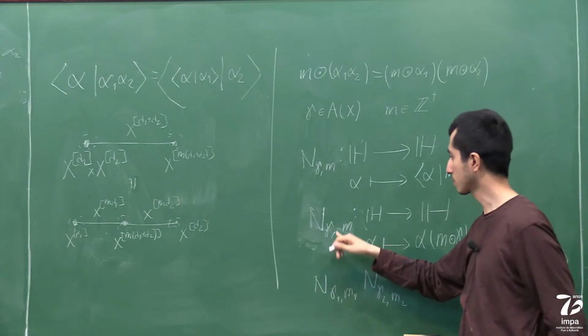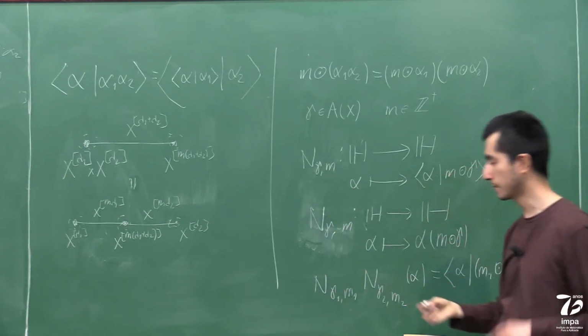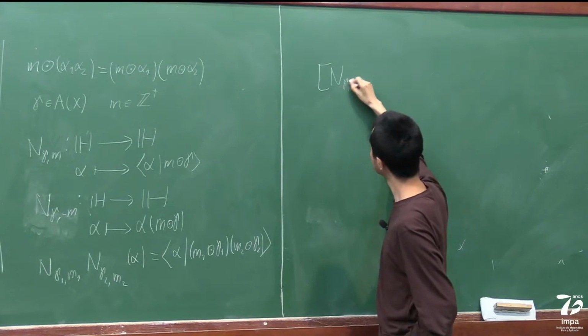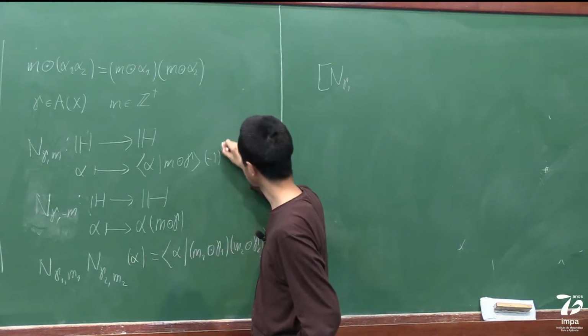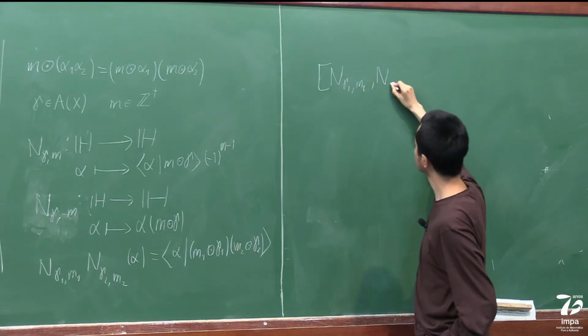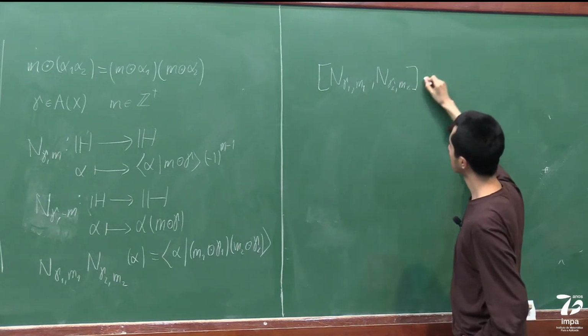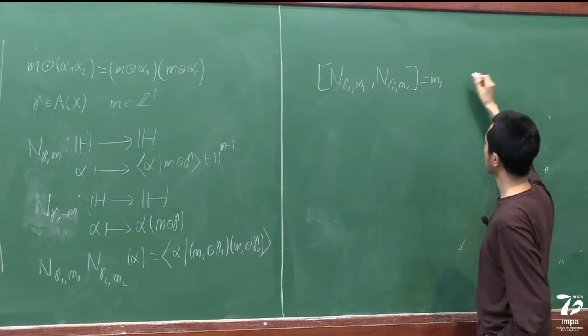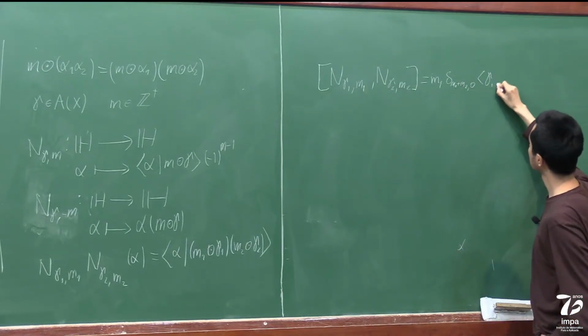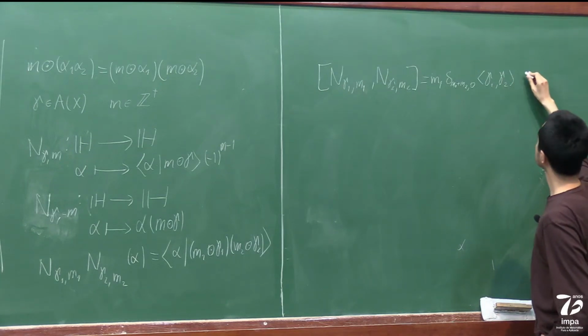It is a little bit more complicated to compute the commutator when one index is positive and the other is negative, but we get a nice formula: the commutator of Nakajima gamma 1 m1 and Nakajima gamma 2 m2 is going to be equal to m1 times delta m1 plus m2, 0, the pairing of gamma 1 and gamma 2, and the identity operator.